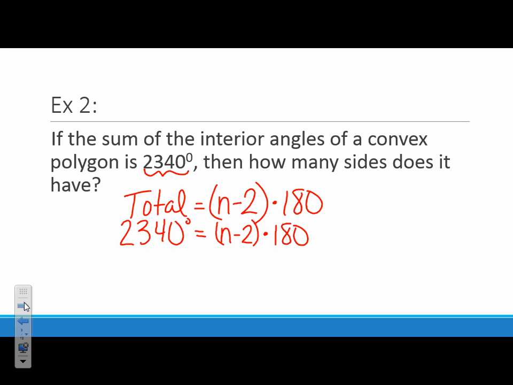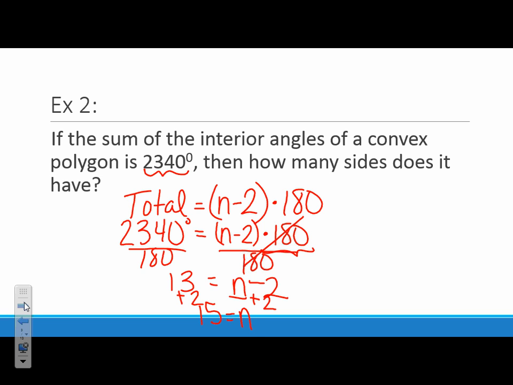So now I need to solve for it. And this is going to take some algebra skills, okay? So think about this times 180 right here. What could we do to undo multiplying by 180 so we can start getting that n alone? Well, we could divide by 180. So if I divide by 180 on both sides, the 180s would cancel here. I'd have n minus 2. And then 2,340 divided by 180 is 13. Now notice the n is not alone yet. I need to add 2. N is 15. So the number of sides would be 15.